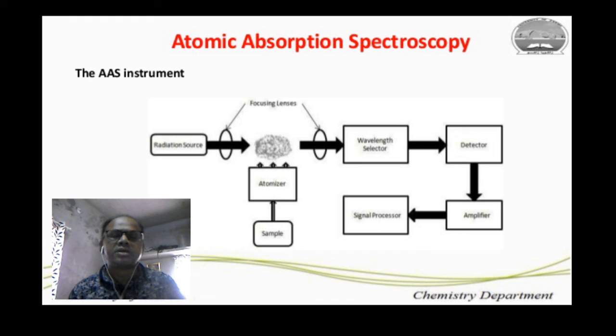In that spectroscopy, we have to see the principle of absorption.